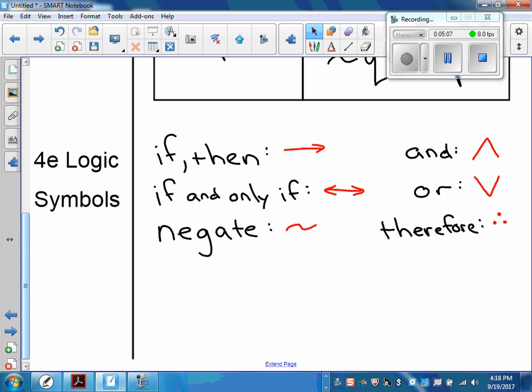So those are the logic symbols. If then, the arrow. If and only if, the double arrowhead. Negation is the squiggly line. And is the caret, and or is the V. And then therefore is the vertices of an equilateral triangle. And that is it for 4C through E.